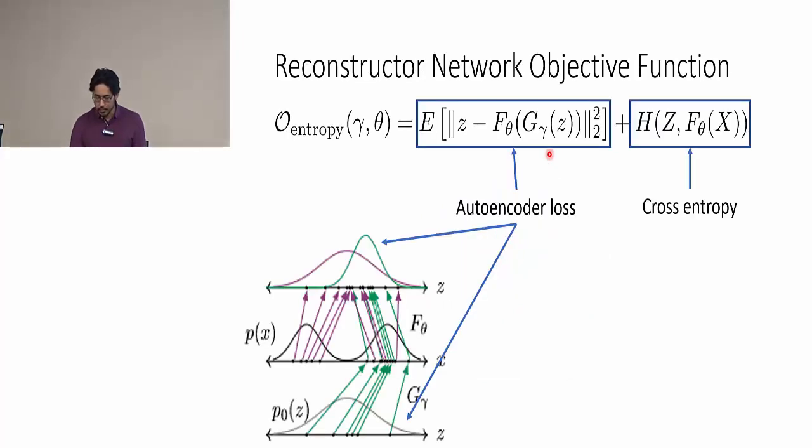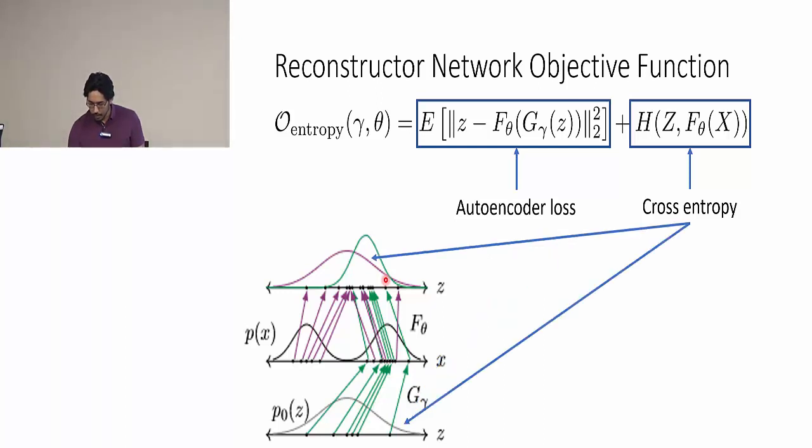Alright, so this is the objective function of the Reconstructor network. This first term is the autoencoder loss, which basically boils down to minimizing the difference between this initial noise curve and the green noise curve that represents the reconstructed noise from the synthetic images. And then the second term is the cross entropy between, once again, the initial noise curve and the reconstructed noise curve generated from the real sample images.